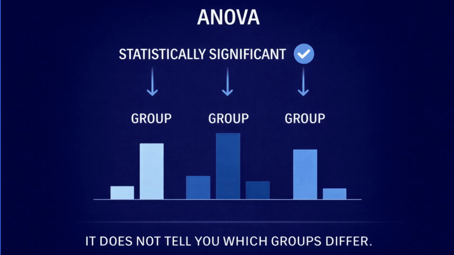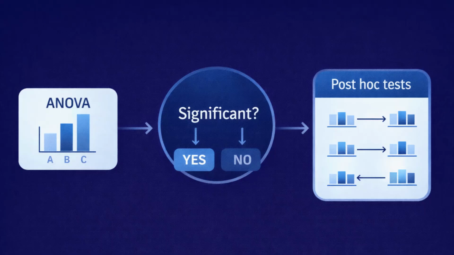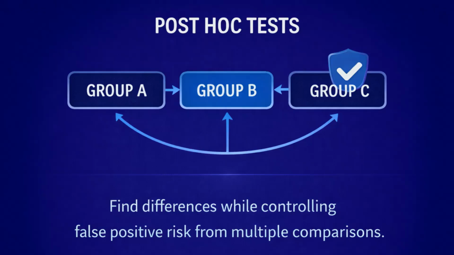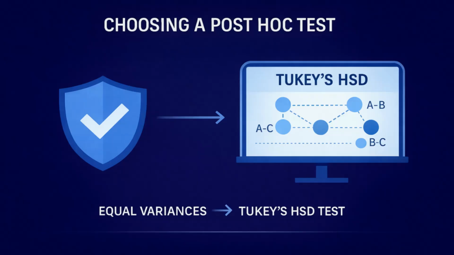A critical point for ANOVA is that a statistically significant result tells you that at least one group differs, but it does not automatically tell you which groups differ. This is where post hoc tests are used. Post hoc tests are follow-up comparisons conducted only after a statistically significant ANOVA. Their purpose is to identify where the differences occur while controlling the risk of false positives that comes from making multiple comparisons. The choice of post hoc test is guided by what you learned about variances.